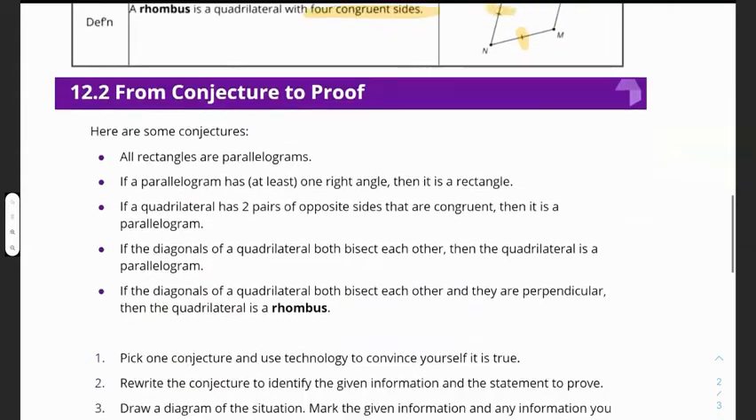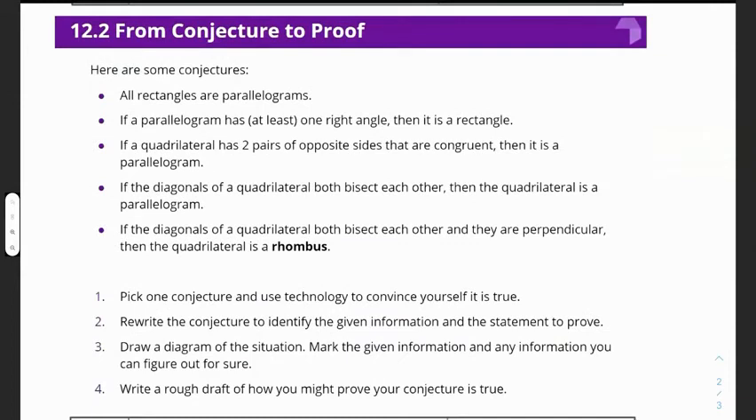All right, 12.2, from conjecture to proof. So here are some conjectures. All rectangles are parallelograms. So I was kind of elaborating that earlier. If a parallelogram has at least one right angle, then it's a rectangle. So if you know that it's a parallelogram, but it's got a right angle, guess what? It's going to force all the other angles to basically be 90-degree angles as well.